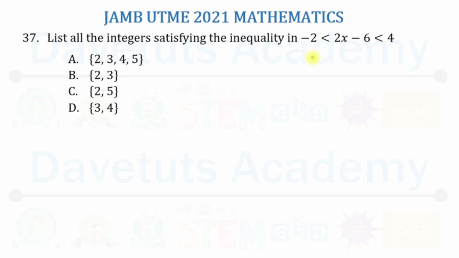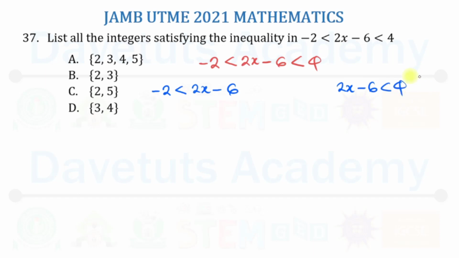In this question on inequalities, we are asked to list all the integers satisfying the inequality -2 < 2x - 6 < 4. Okay, so a general means of approach is to just break it into two: first, -2 < 2x - 6, and then 2x - 6 < 4. So we'll take that piecewise.